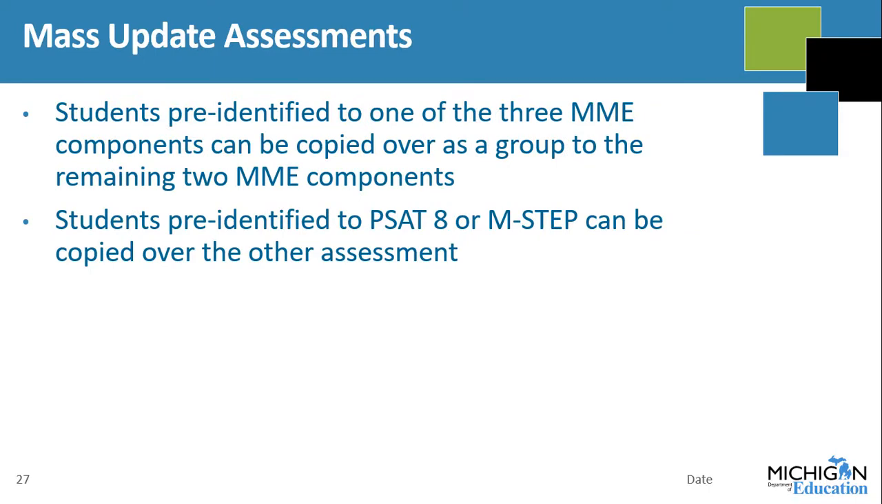There is a way to copy students from one test cycle to another test cycle. So for example, if you pre-identify your new students to the SAT, you can then go to the Mass Update Assessments page and as a group copy them into the WorkKeys and then into the M-STEP. For grade 8 students, you can pre-ID them to PSAT 8 and then copy them into the M-STEP. Of course, you can just pre-ID the students to all the appropriate assessments separately through the pre-ID file upload, student search, or MSDS Copy.